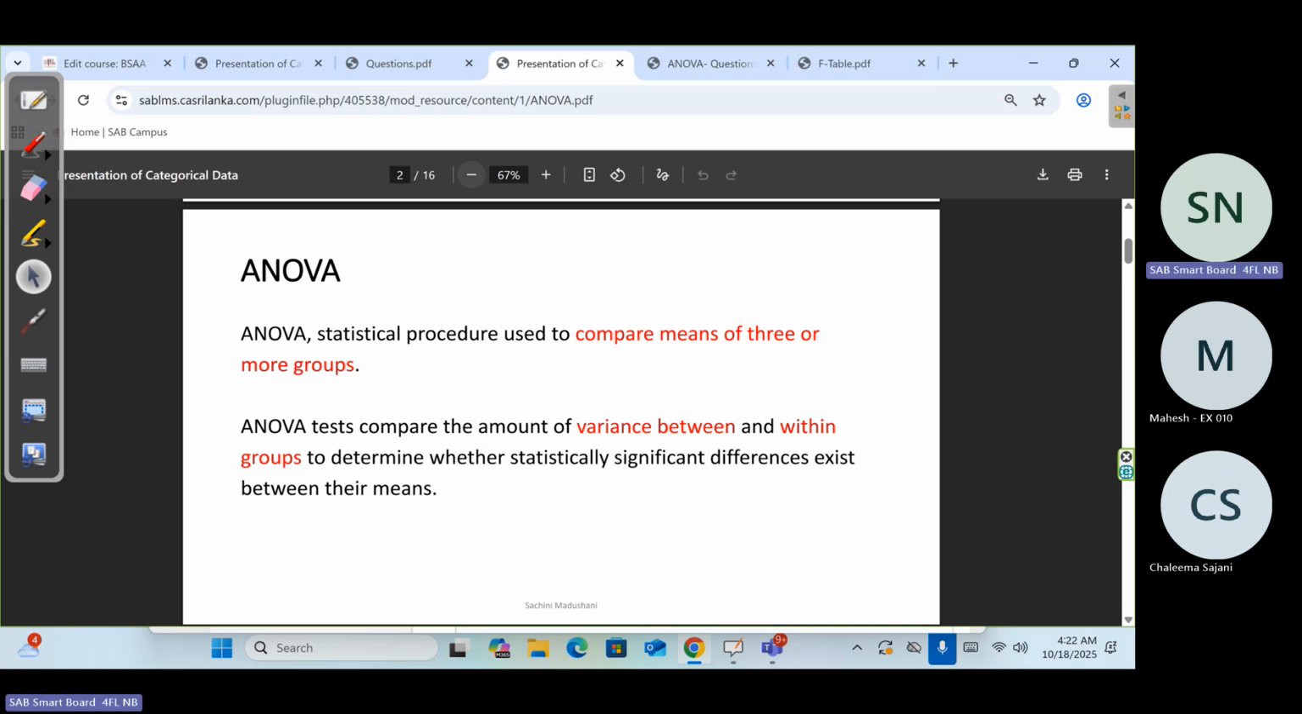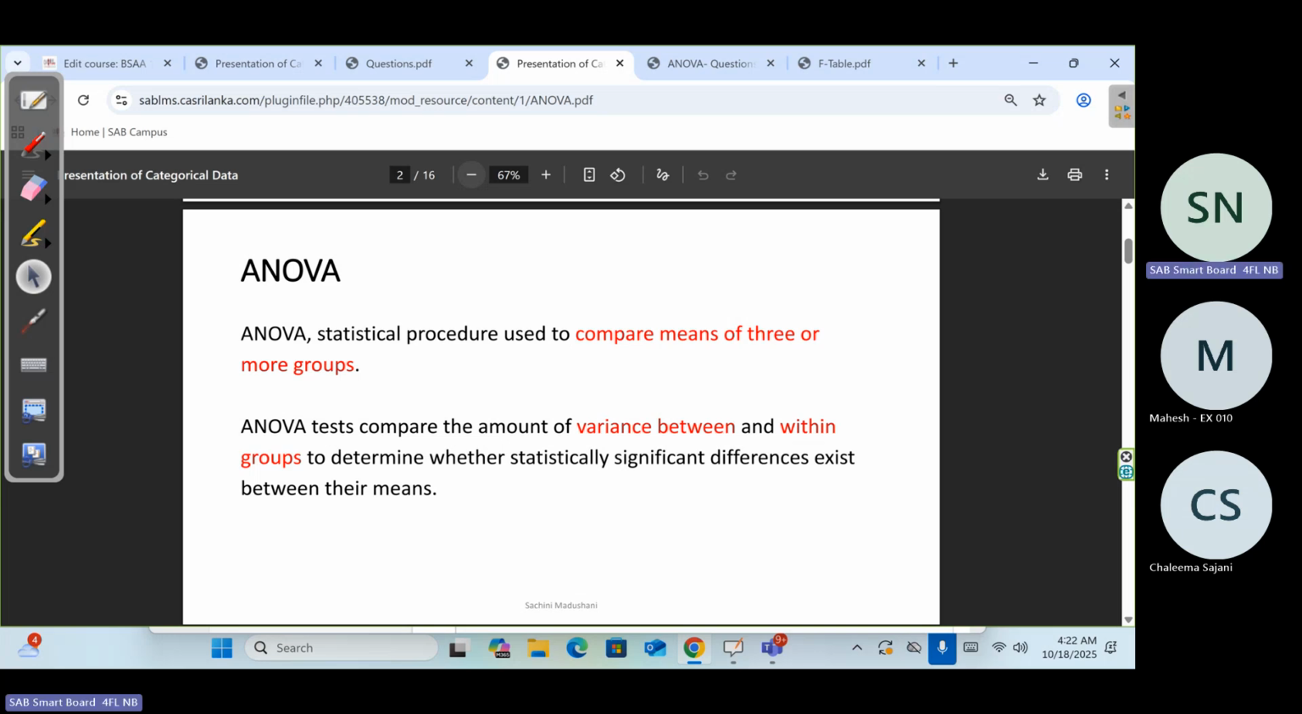Understood? Then what is the objective of the ANOVA test? Mean comparison between 3 or more groups. More than 2 groups. Understood? Here we do the mean comparison, comparing the average value of each group. It's clear?